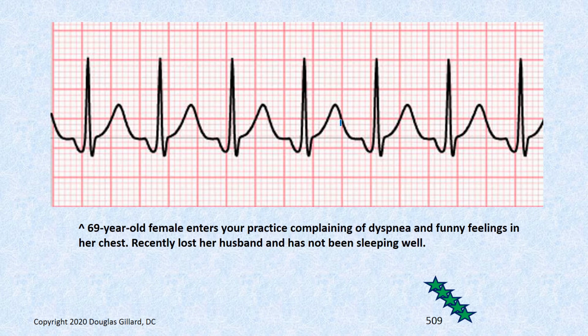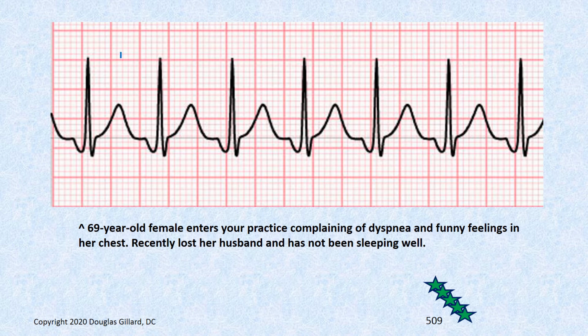How about this one? A 6-year-old female enters the practice with dyspnea and funny feelings in her chest, and she recently lost her husband. She hasn't been sleeping. She's obviously stressed. All right, let's go through it. I'll give you a second to pause it. Try to figure this out without looking.